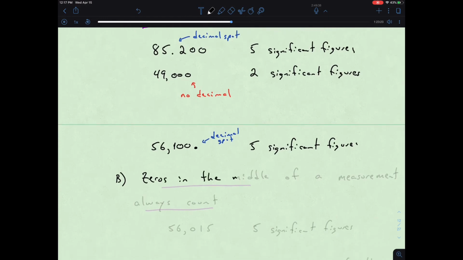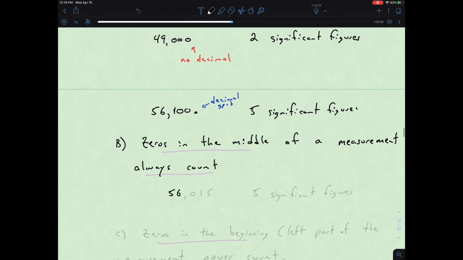Zeros in the middle of a measurement always count. So if I have 56,015, there's 5 significant figures. So zeros in the middle always count.